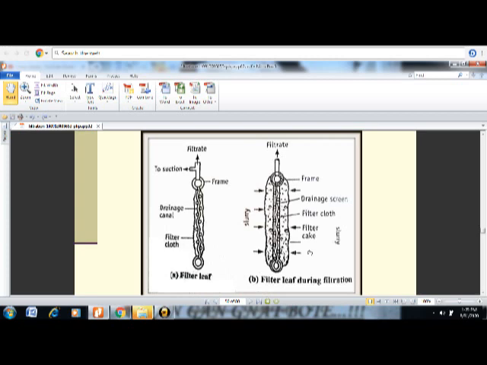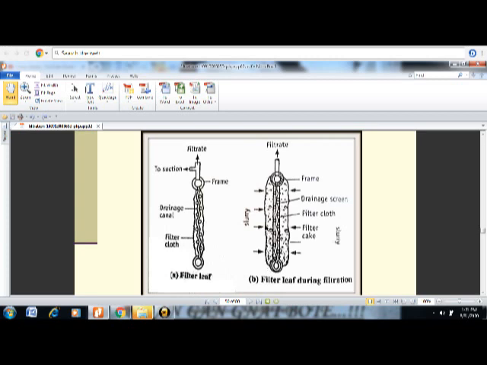When we dip this in the slurry, see here is a slurry, here is a slurry. So what will happen? Here we have applied the vacuum, and the slurry is going to pass through this filter cloth. The liquid will enter the drainage screen, and the solid is going to deposit on this filter cloth.